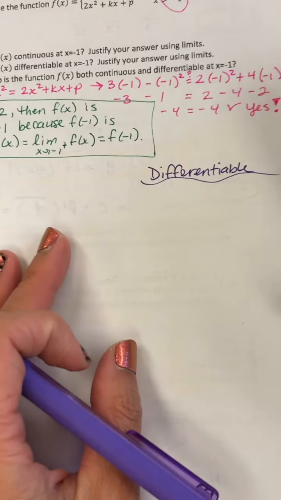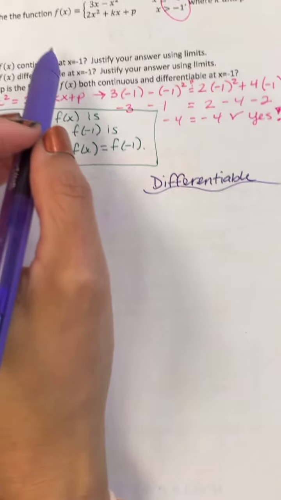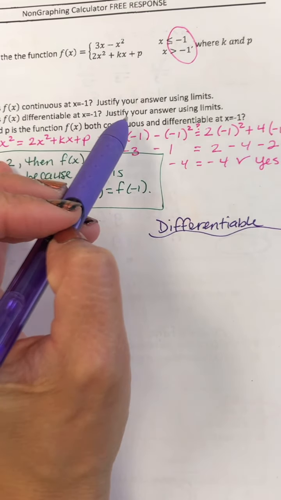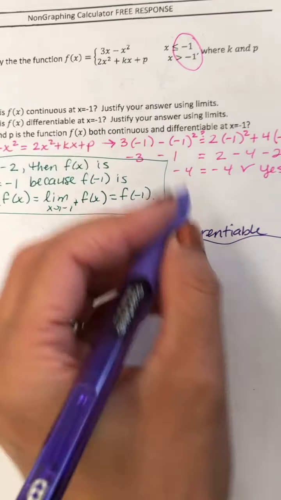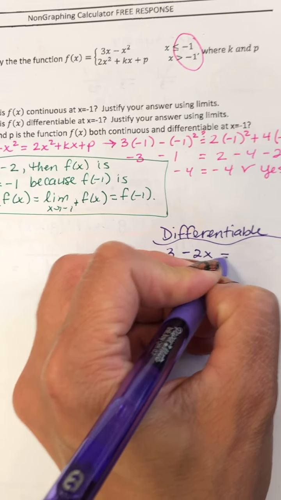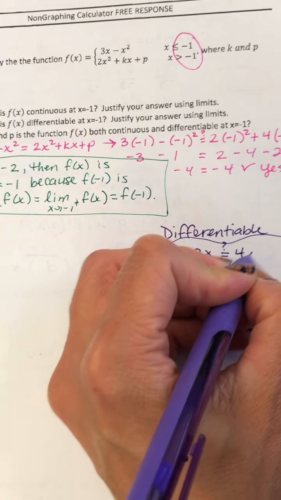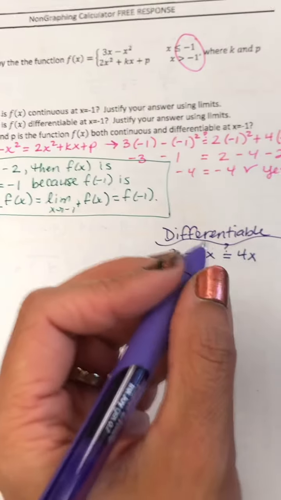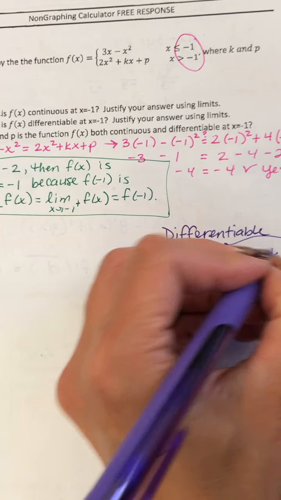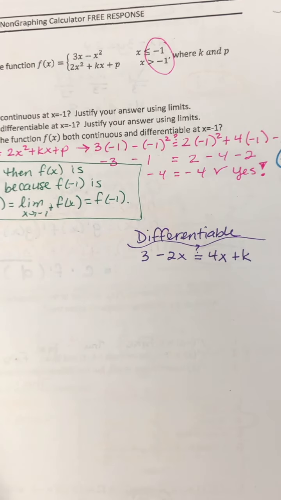So differentiability has to do with taking the derivative of each of those functions and setting them equal and then plugging in all the stuff. Okay, so let's take the derivative of 3x minus x squared. Well, the derivative of 3x would be 3. The derivative of -x squared would be a -2x. And then the derivative of 2x squared would be a 4x. The derivative of kx would be a k, so plus k. And then the derivative of p is just a constant, so it would be 0.